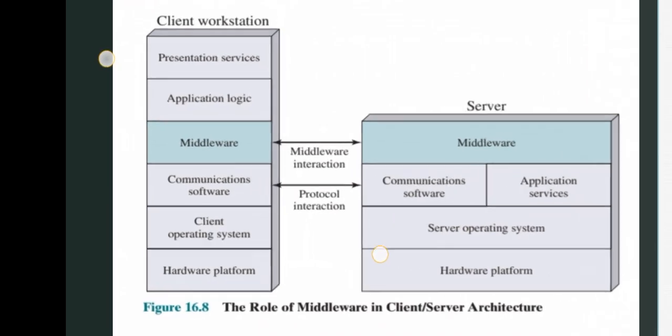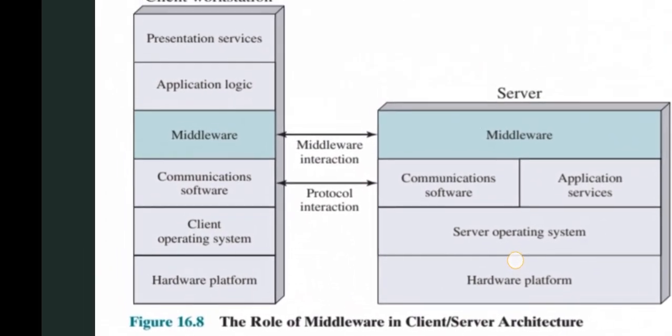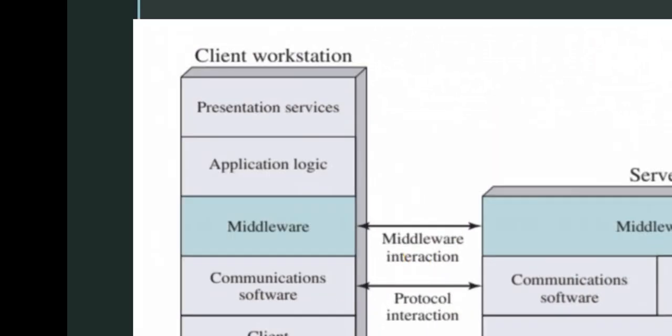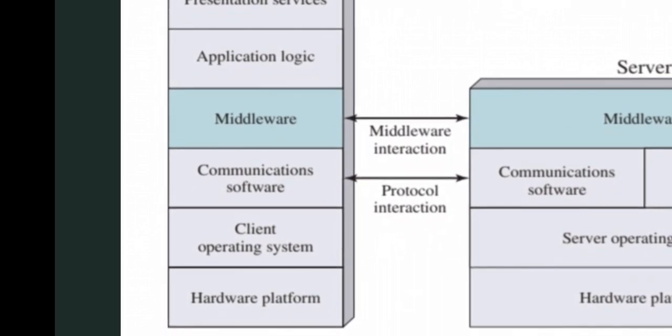This is the figure of the middleware client or server architecture. It is clear from this figure that there is an application logic above, and below it the communication software and operating system. Between them, we use a set of programming interfaces and protocols. That is called middleware.